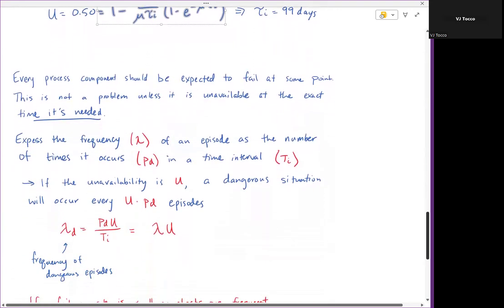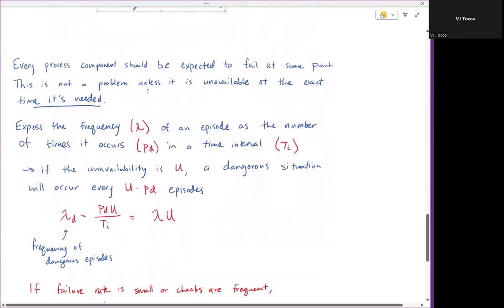Every process component should be expected to fail at some point. And that's okay, right? It's not a problem unless it's unavailable at the exact moment that you need it. So let's express the frequency of an episode as lambda and the number of times that it occurs as P sub D in a given time interval. If the unavailability is U, a dangerous episode is going to occur every U times PD episodes. So the frequency of the dangerous episodes, lambda D, is equal to PD times U divided by TI, and that is equal to lambda times U.